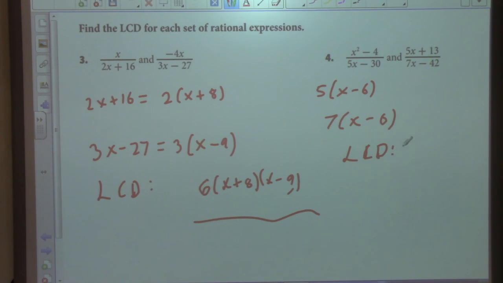35 times (x minus 6). And is that going to cancel out both of these denominators when we multiply this equation by that? Yeah, it is. So that's going to be it. And how solvable a problem it is when we do that, I don't know. Okay, so we're going to leave it there today.